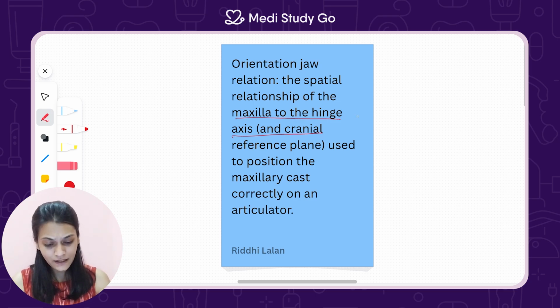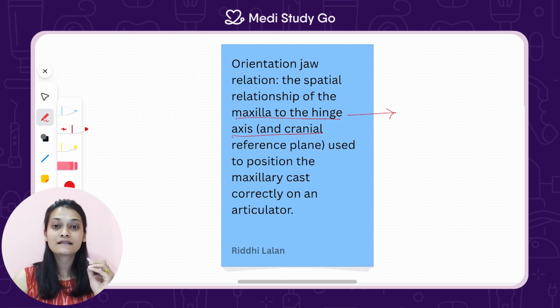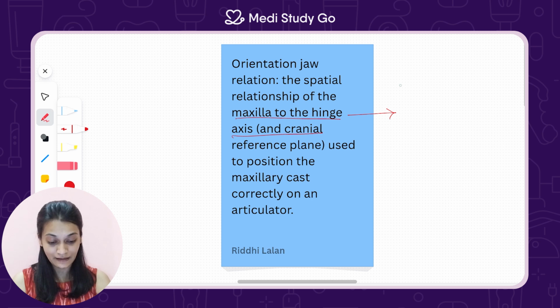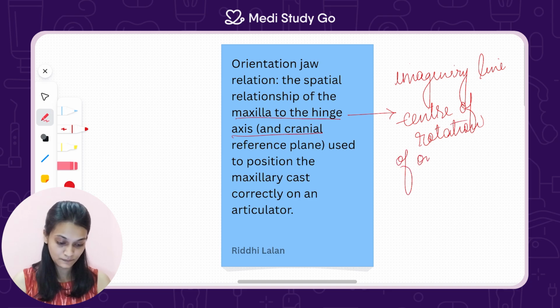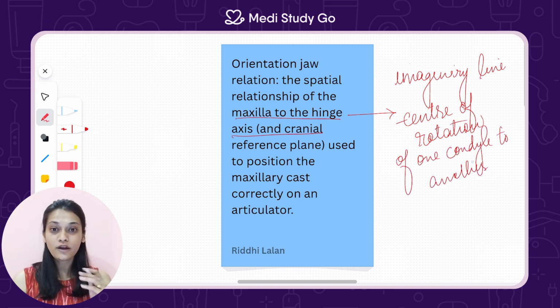Now, what is meant by hinge axis? It is nothing but the imaginary line that moves from the center of rotation of one condyle to the center of rotation of another condyle. Now, if we know the relationship between the occlusal plane and the base of the skull, it will be very easy to orient the mandibular cast to the maxillary cast.